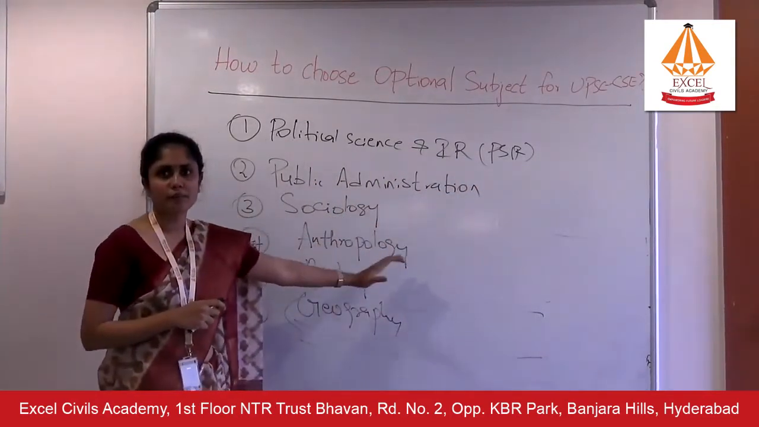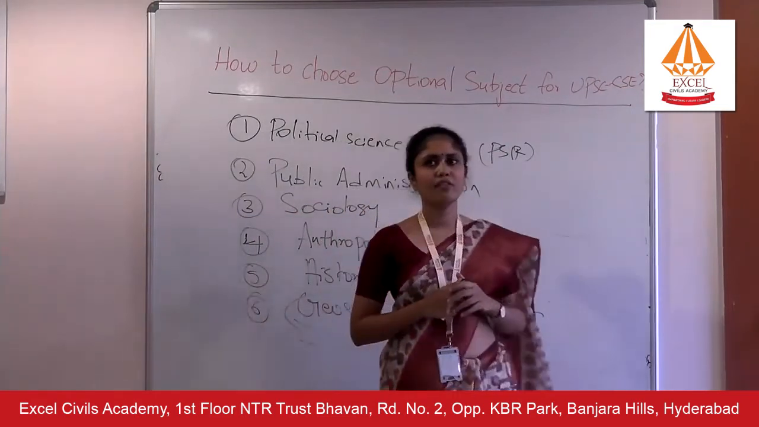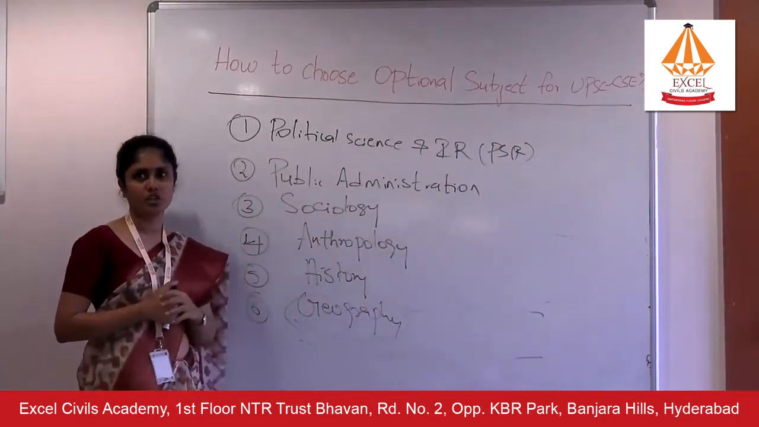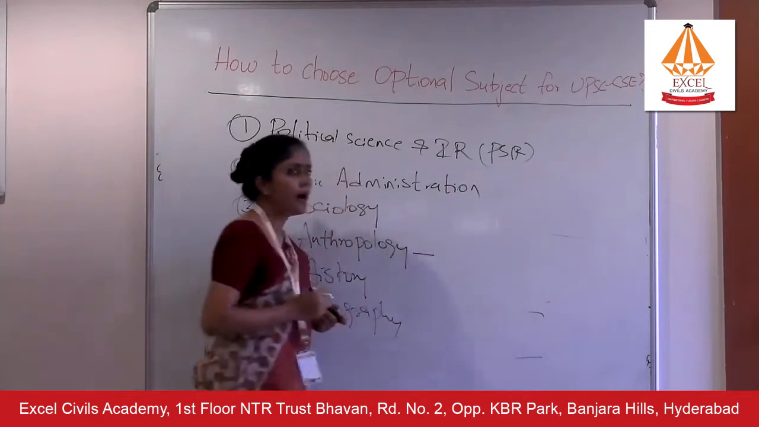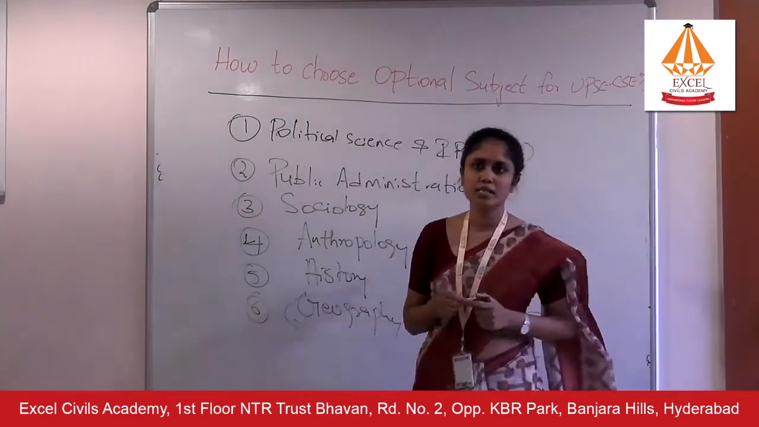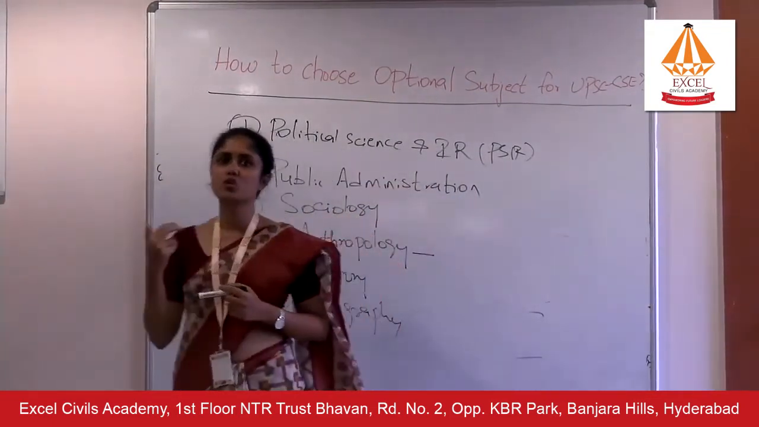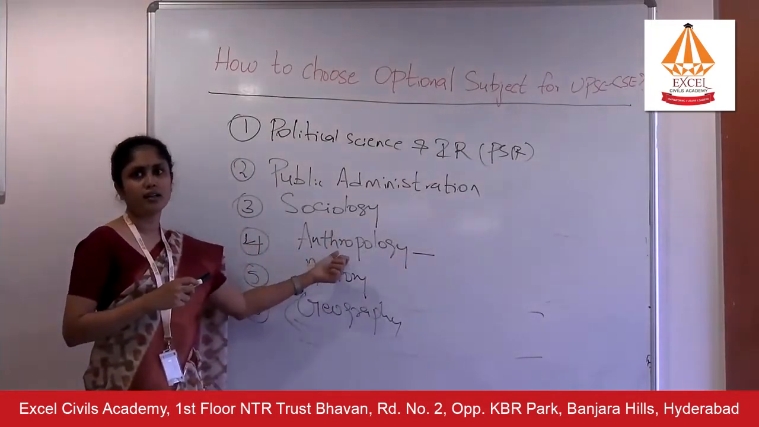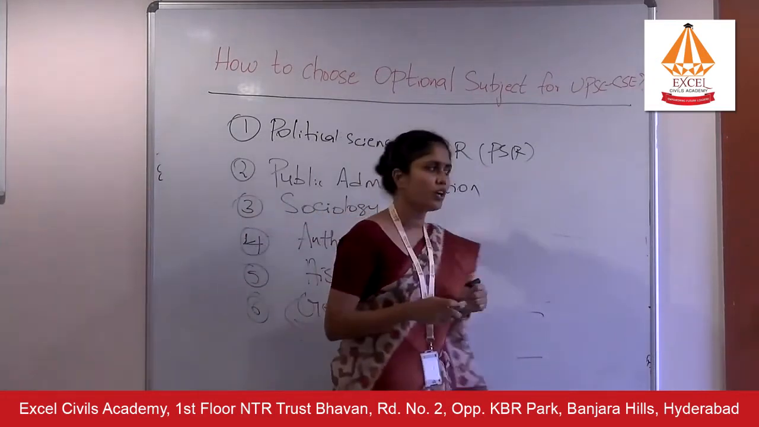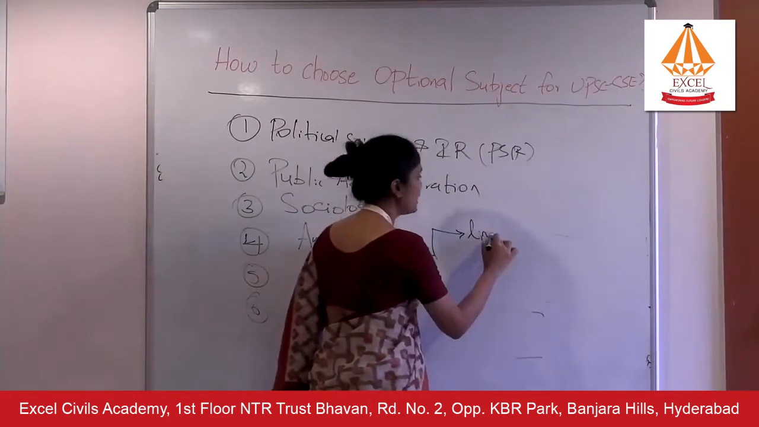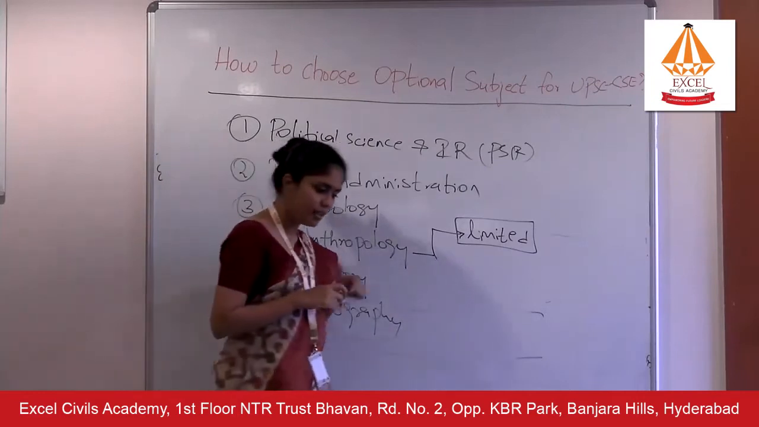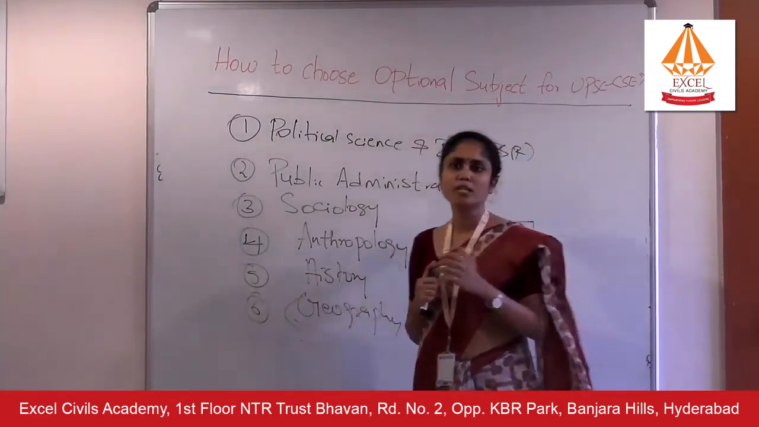Now, every optional has its own pros and cons, and generally there is a trade-off among the factors that I have just mentioned, right? For example, if you pick up anthropology as your optional, it consists of physical anthropology, that is your biological anthropology, and then you have your socio-cultural anthropology. These are the topics that you have to cover. So what are the advantages of anthropology? It has a very limited syllabus. You can finish your entire anthropology syllabus in 4 or 5 months.